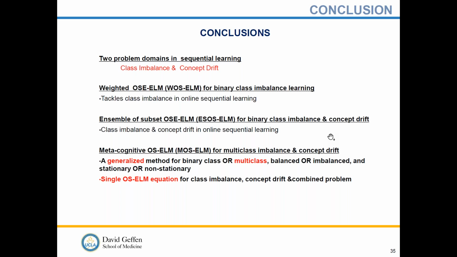Then the third method is Metacognitive OS-ELM, or MOS-ELM, which is a generalized method because it can work with binary class data streams or multi-class data streams. It can work with balanced or imbalanced, stationary or non-stationary data streams. And also we came up with a single WSOS-ELM equation which can tackle class imbalance, concept drift, and the combined problem.